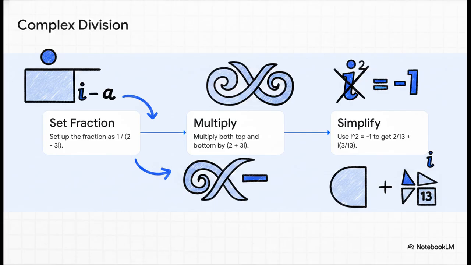If we want to find the inverse of 2 minus 3i, we just put it under 1 to make a fraction. Then, we use a really clever trick: multiply both the top and bottom by 2 plus 3i. When we simplify the bottom, the imaginary terms just cancel out, that i squared becomes a negative 1, and boom, we're left with a nice, clean, real denominator of 13. So we get our final answer neatly split into real and imaginary parts. 2 over 13 plus i times 3 over 13.